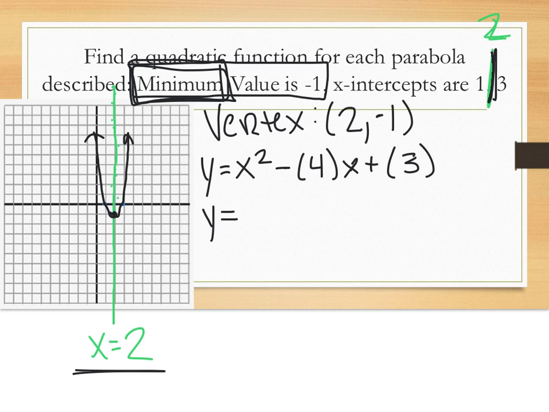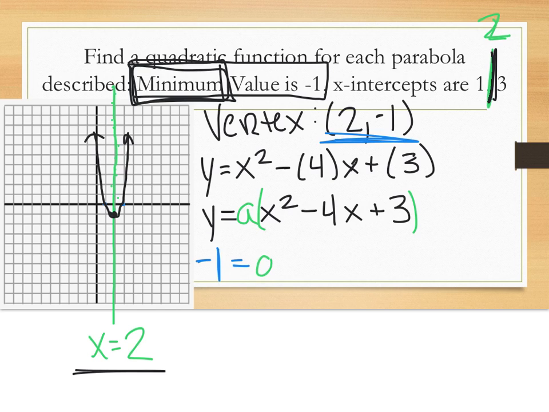So we have y is equal to x squared, and I'm going to leave a little bit of space for a second, plus 3. Okay? So the thing that this doesn't tell us is if there's an a value, if my parabola is vertically shrunk or is vertically stretched. And so we have to figure out, is there an a value? And we do that by using this vertex right here. Instead of y, I'm going to plug in the number -1.